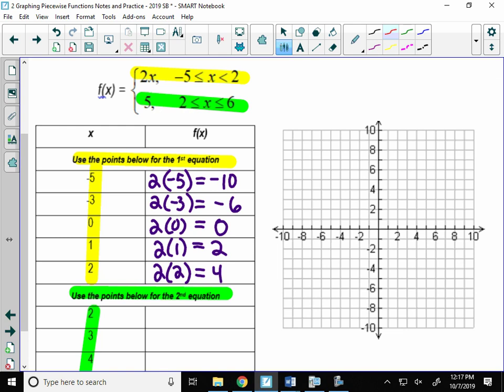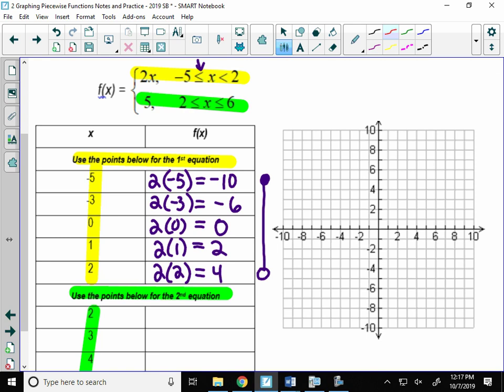Let's talk about how we're going to graph this really quick. At -5, I have a less than or equal to symbol. What kind of dot will that cause me to graph? A closed dot. So at the point -5, -10, I'm going to have a closed dot. At the point 2, 4, what kind of dot am I going to use? Open. And because there are 2 numbers in my domain, will this graph as a ray or a line segment? A line segment, right? I have 2 endpoints, so I'm going to connect them once I plot them.